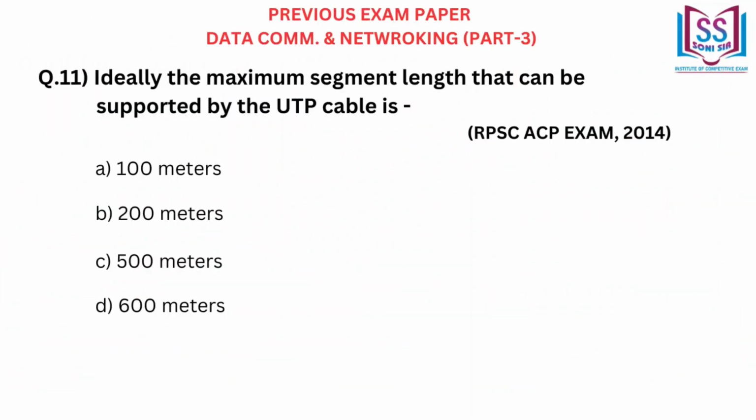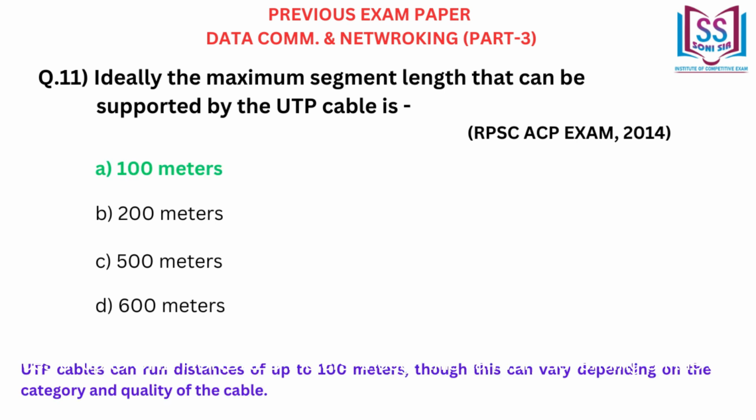Ideally, the maximum segment length that can be supported by the UTP cable is: A. 100 meters, B. 200 meters, C. 500 meters, D. 600 meters. Correct answer A. 100 meters. UTP cables can run distances of up to 100 meters, though this can vary depending on the category and quality of the cable.